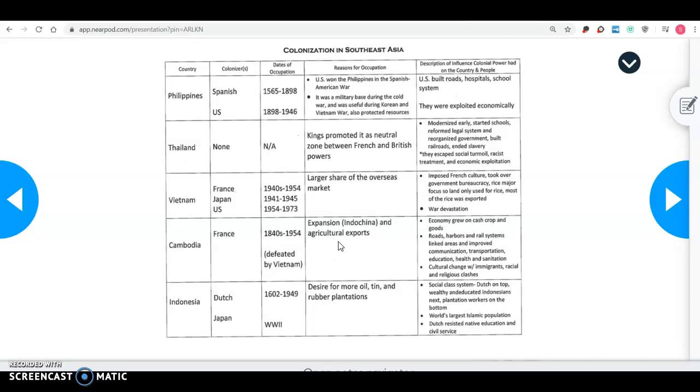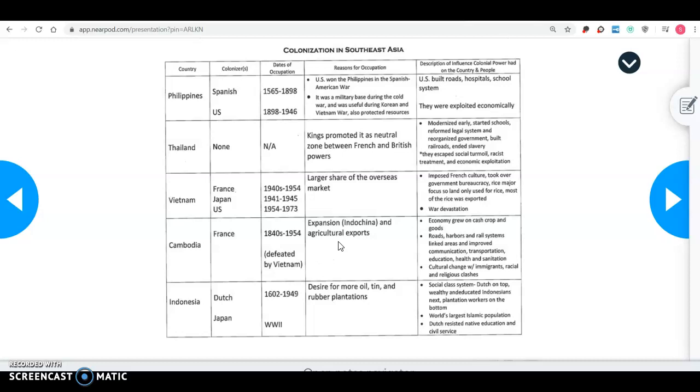Indonesia is the world's largest Islamic population. So the religion of Islam is going to spread into Indonesia and catch very quickly. And it is one of the most populous Islamic countries in the world today.